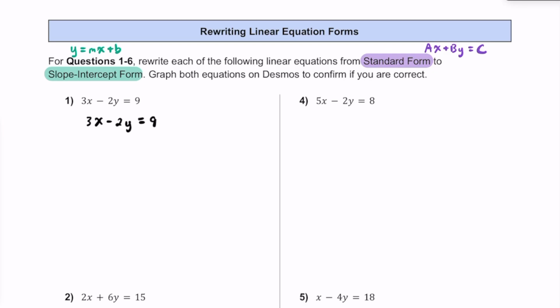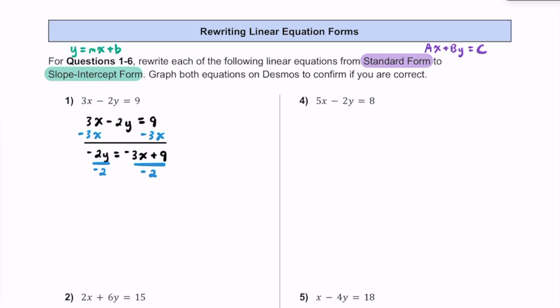If we want to turn this into slope-intercept form, let's go ahead and take away 3x from both sides first. You're going to see that we have -2y = -3x + 9. I'm going to keep the x term first and then put the constant term second. After that, we want this to say y equals, right? So we need the coefficient of y to be 1. So let's go ahead and divide both sides by -2.